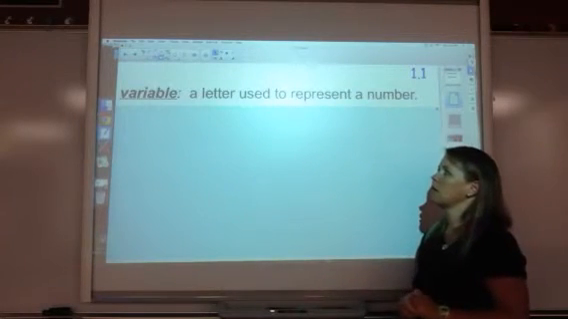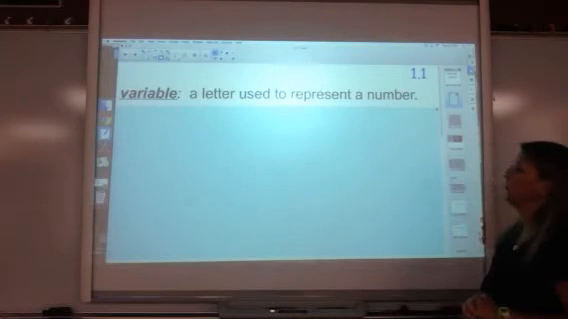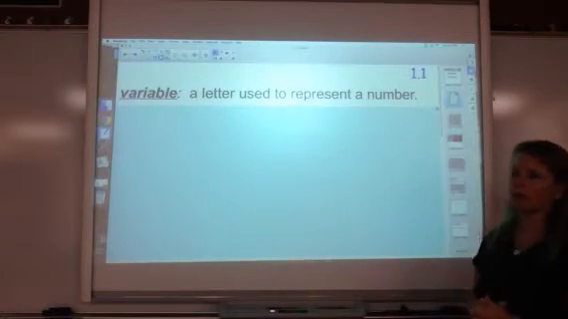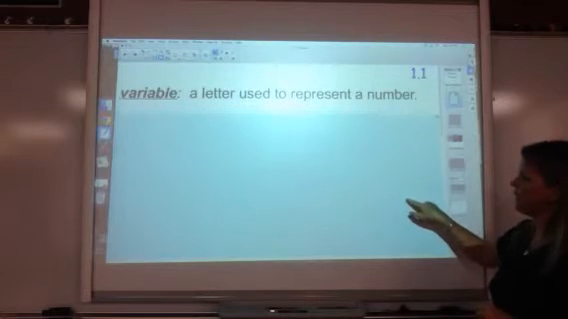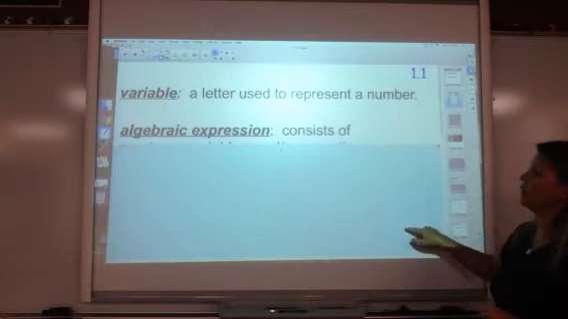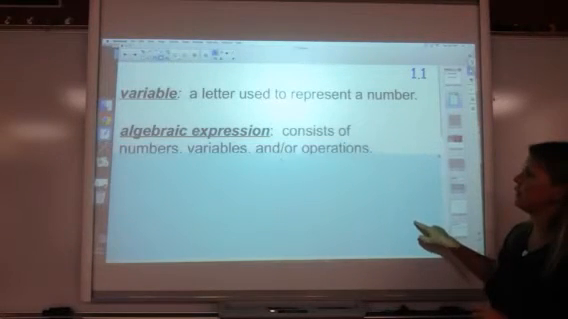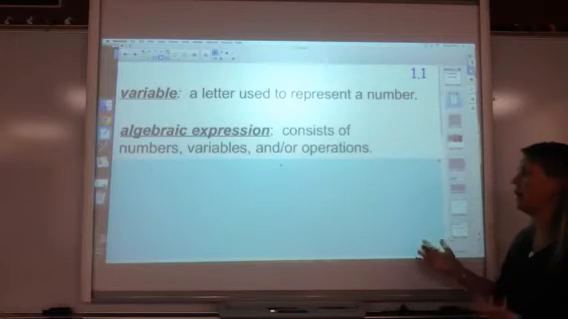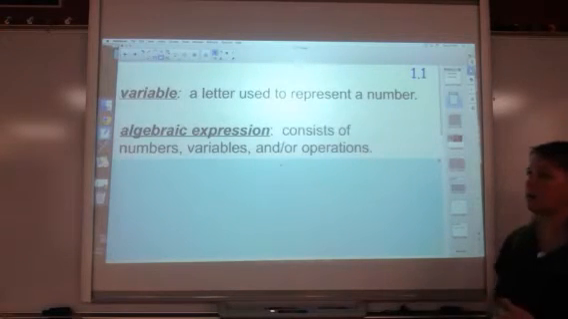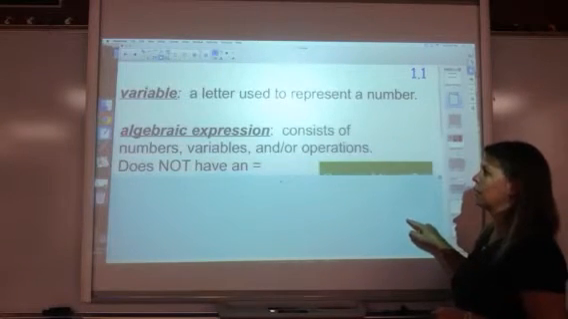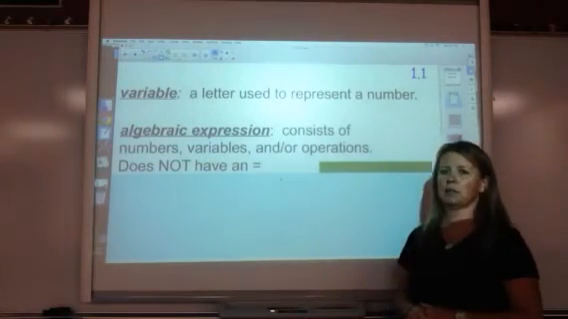A lot of our chapters start with vocab, so that we speak the math language. A variable is a letter used to represent a number. Please spell the words properly when you write variable. Take the time. An algebraic expression, which is what we're going to be working with to start the year, consists of numbers, variables, and operations. It can be some of them. It doesn't have to be all of them. An algebraic expression does not have an equal sign.